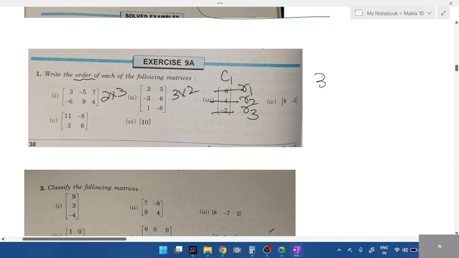We give preference for row first. What's the answer, student? Yes, correct. 3 by 1. Complete this. Try the next one.